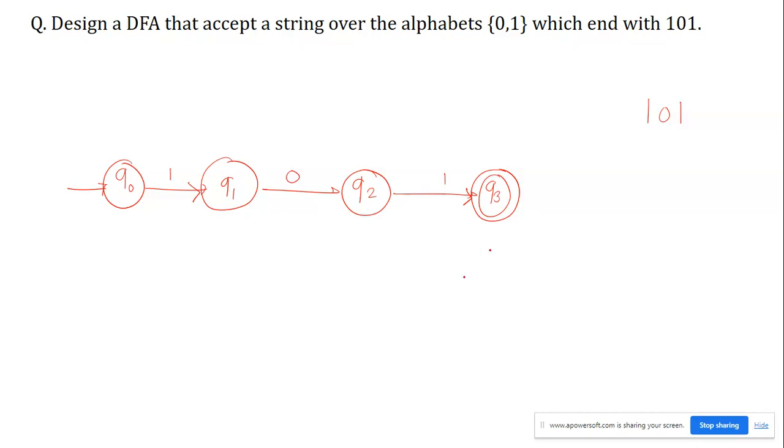So we'll start with Q0. We have to check both the input possibilities for Q0. Q0 is already done with 1. Now we have to think about 0. If Q0 gets a 0, then where should it move?